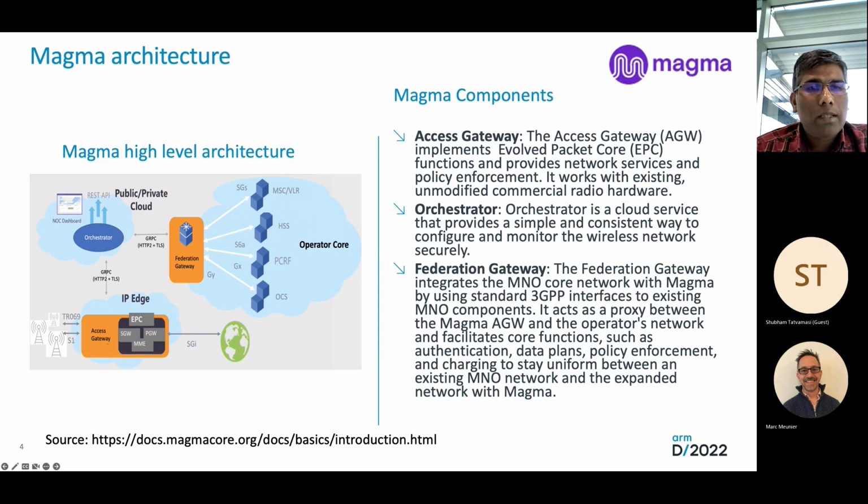The last component here is the Federation Gateway. The Federation Gateway can be used optionally to integrate the LTE or 5G network created using Magma with a mobile network operator core. Magma can be used by wireless internet service providers to expand cellular connectivity in rural or remote areas, and they can integrate that expanded cellular network with the MNO core using this component, the Federation Gateway.